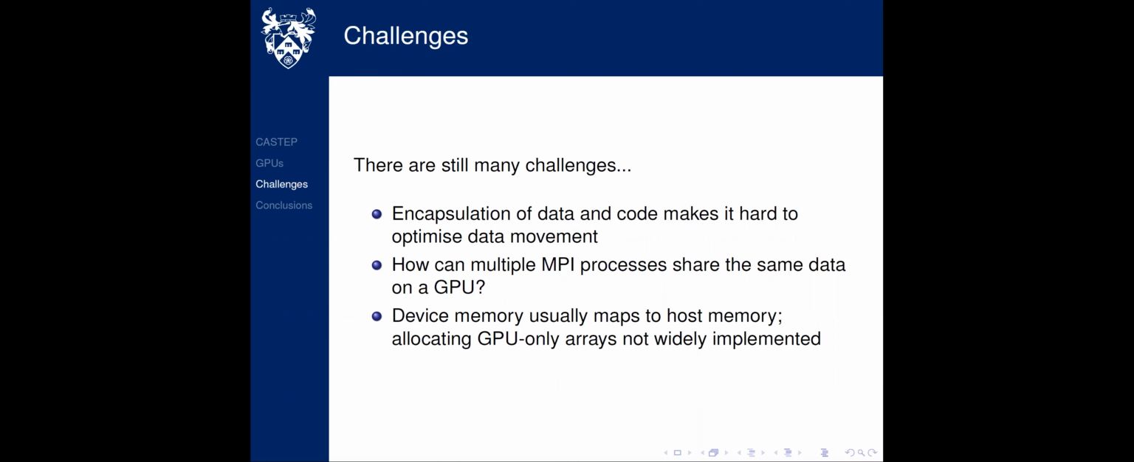But data movement is made harder when we have a well-engineered code, and we pride ourselves that CASTEP is quite a well-engineered code from a software engineering perspective. But encapsulating the data in the code makes it rather harder to optimize the data movement, because now we want to move data to the card well in advance of needing it, but the data objects might not even be in scope.